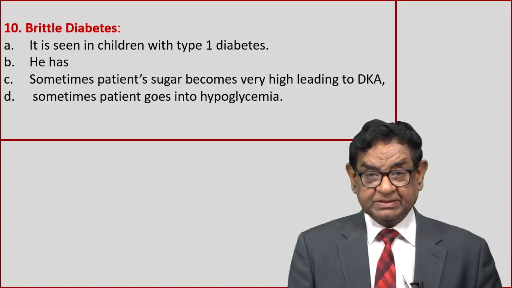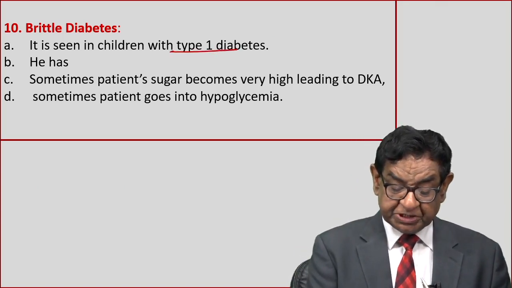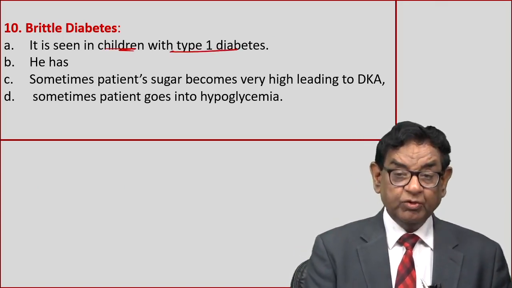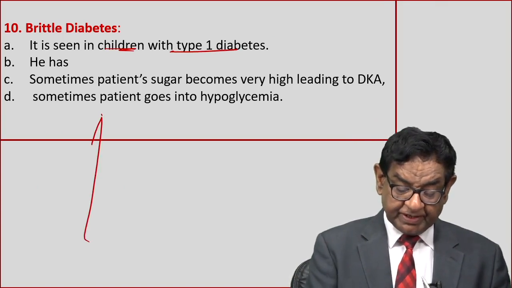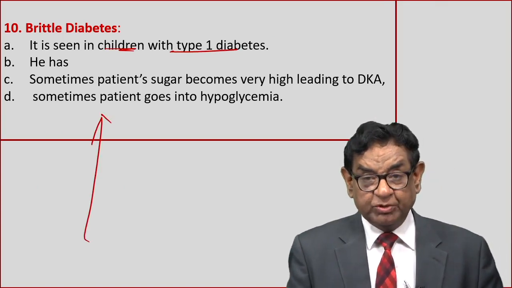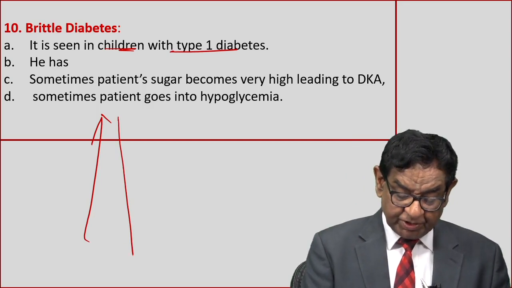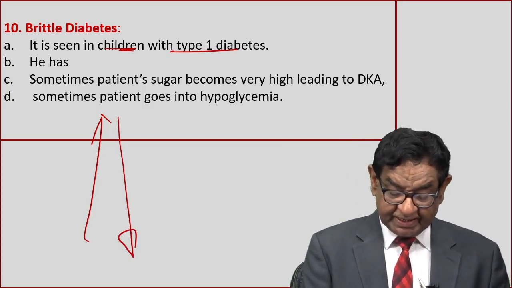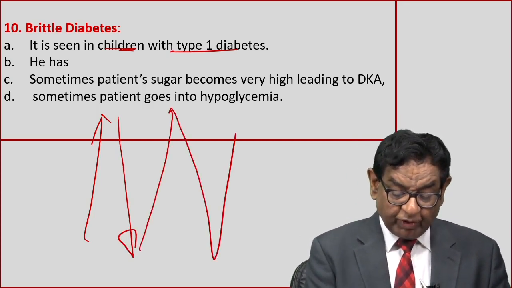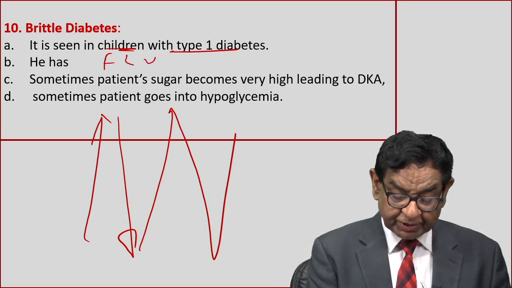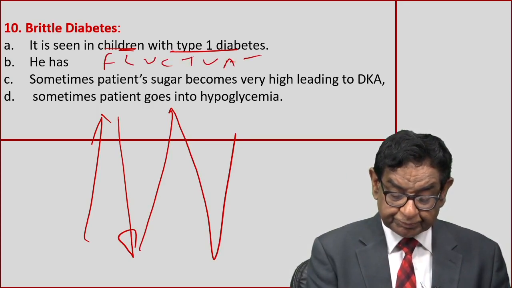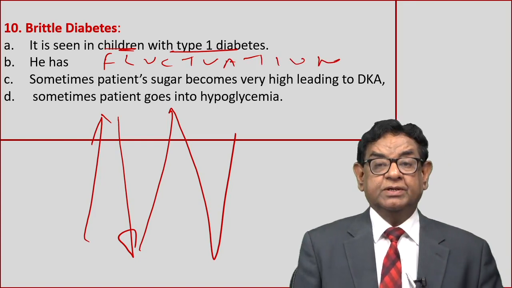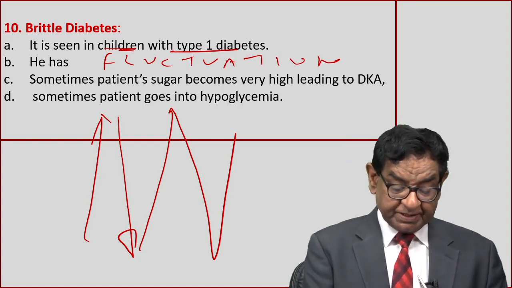Brittle diabetes is seen in type 1 diabetes in children. What happens? Sometimes sugar is very high and the patient can go into DKA, sometimes the patient goes into hypoglycemia, and again very high sugar. So there is wide fluctuation of blood sugar, and this is so-called brittle diabetes.